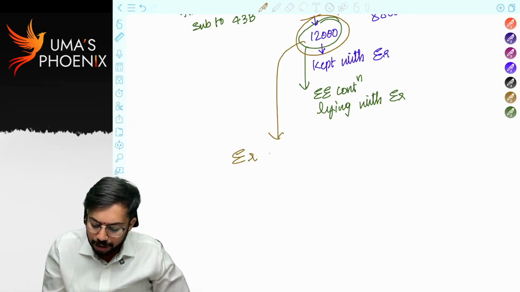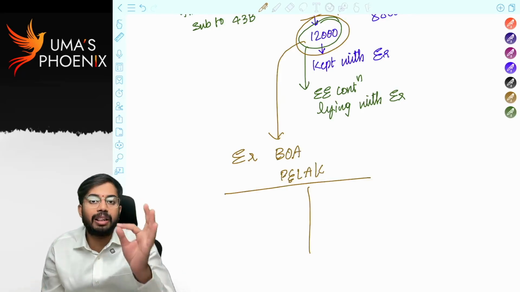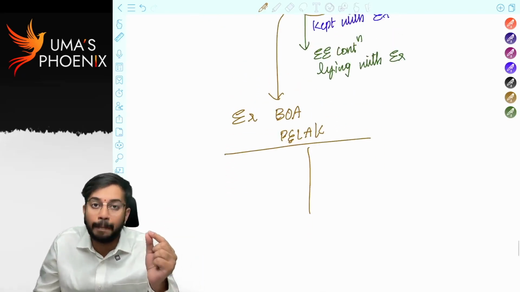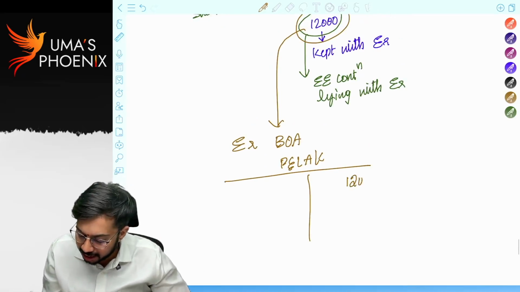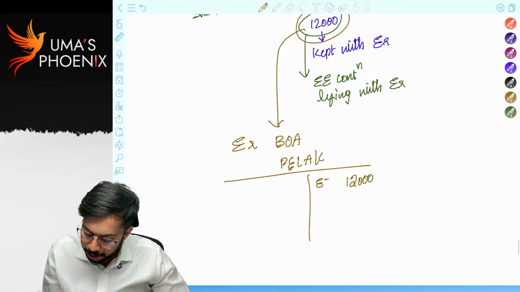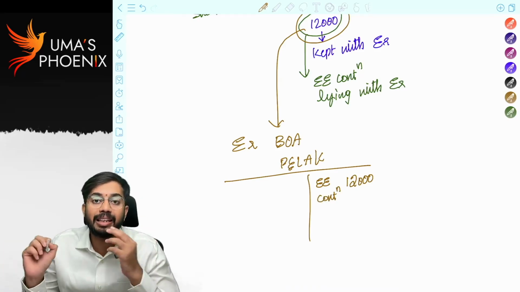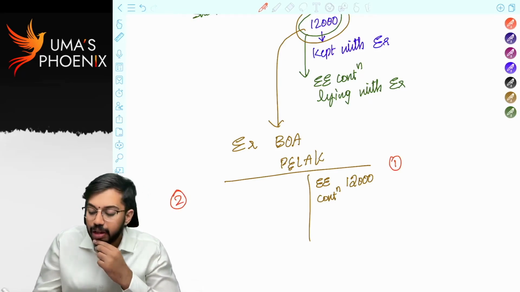Correct? So this 12,000 rupees does not belong to the employer, so in employer books of accounts, in P&L account, whenever 12,000 rupees or 12% is retained by employer, first this amount will be recognized as income. Whatever the employee contribution is there, employee contribution will be recognized as income in employer books of accounts. That is step 1.